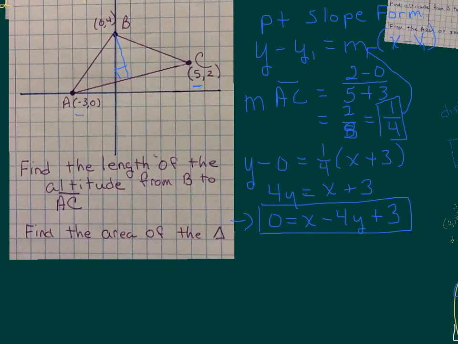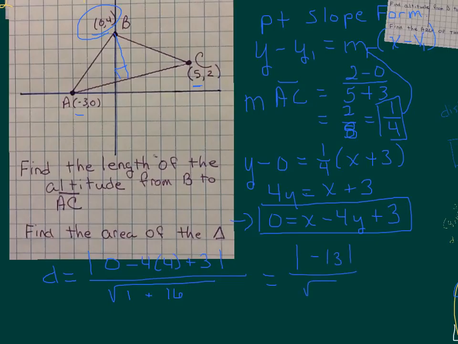So remember we said that the distance is equal to the absolute value of, plugging in for x, I'm going to plug in a 0 because this is now the point that we're using. That's point B. So 0 minus 4 times 4 plus 3 over the square root of 1 squared plus 4 squared. So we get the absolute value of negative 16 plus 3, or 13 over the square root of 17. That is the length of the altitude from point B to the opposite side of the triangle, or segment AC. So that's the length that we were looking for.